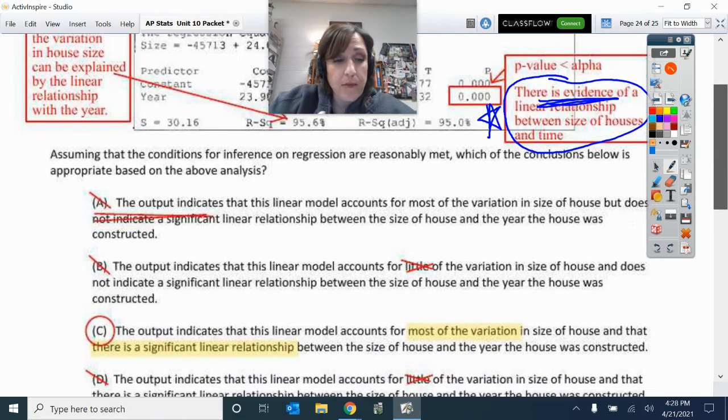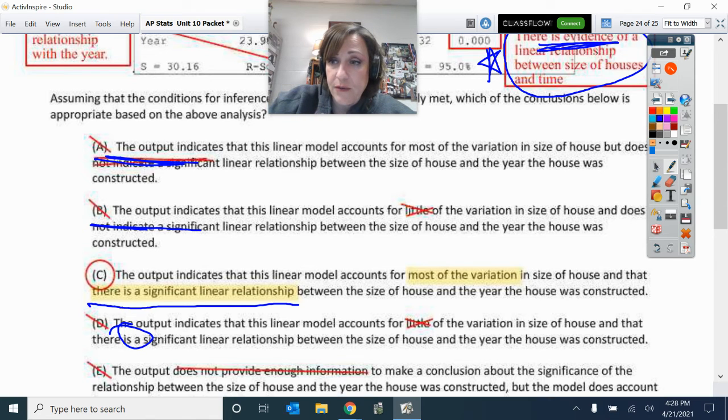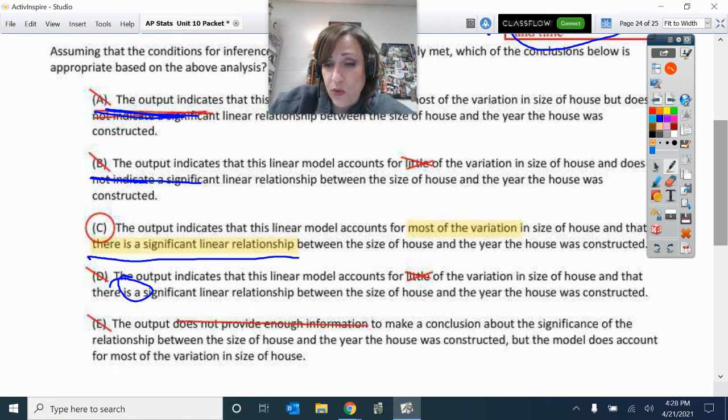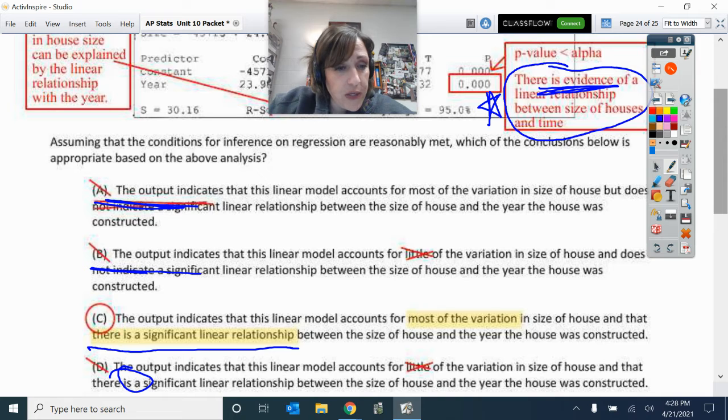Looking at these choices down here, I wanted to see there is evidence of a linear relationship. So no here, no here. There is evidence. Okay, so that one is evidence. And then this one, oh, not enough information. No, that's not true. Okay, so I'm actually down to either C or D at this point.